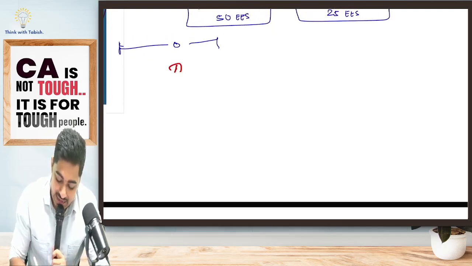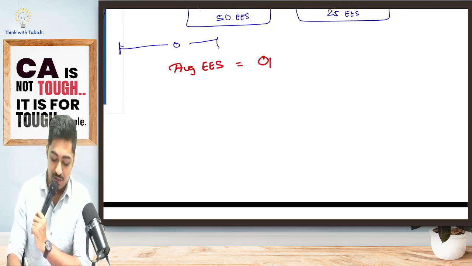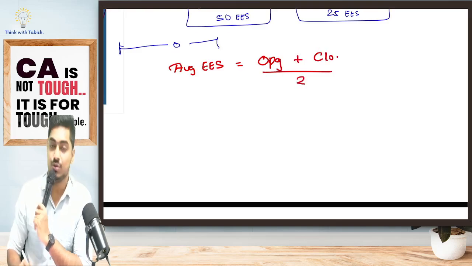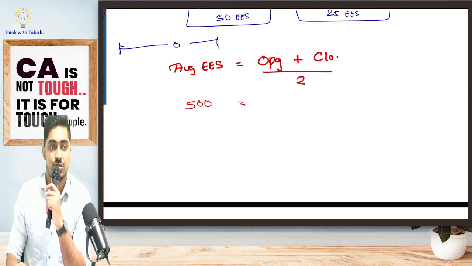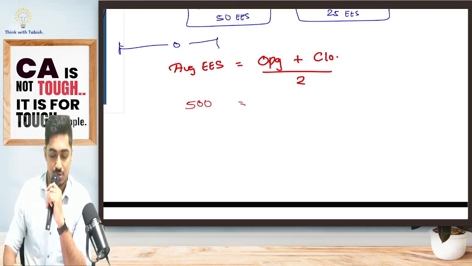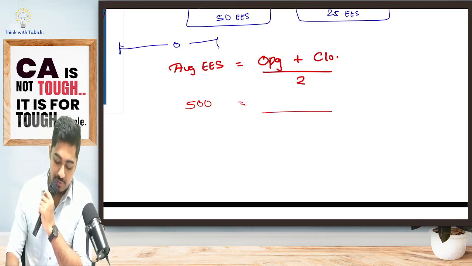I know my average number of employees formula. Tell me, students, what is the formula for average number of employees? It is opening employees plus closing employees divided by 2. Yes or no? And what is my average number of employees? 500. Do I know opening employees? No, sir. Do I know closing employees? No, sir. But still I want to know average. So divided by 2, this I know.